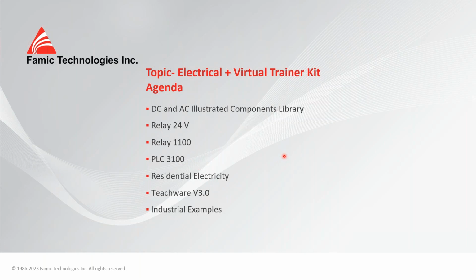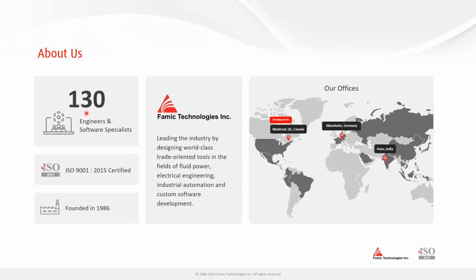Before going to the software, I would like to talk about our company first. Our company name is Famic Technologies. We are a team of 130 engineers and software specialists. We are ISO 9001 and 2015 certified, and we were founded in 1986. We are leading the industry by designing world-class trade-oriented tools in the fields of fluid power, electrical engineering, industrial automation, and custom software development.